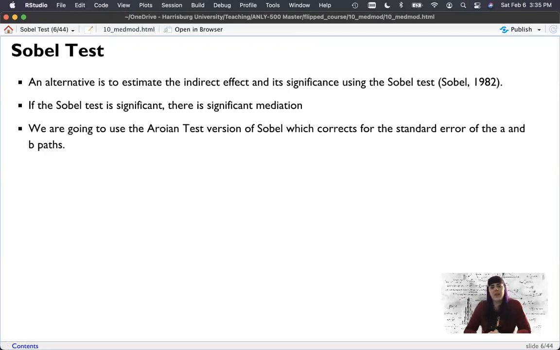And we're going to use the Aroian Sobel version because it does not assume that the standard errors of A and B don't exist. So there are several different forms of math for Sobel, and this version is one of the more popular ones because it doesn't assume that the standard errors for our models are very, very small, which is a good thing.